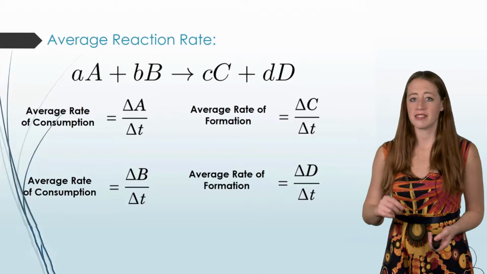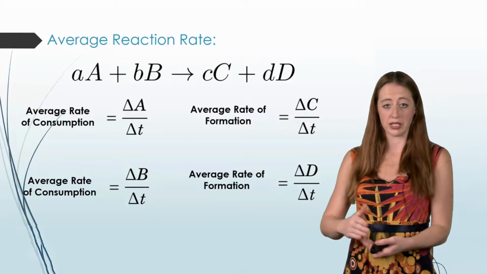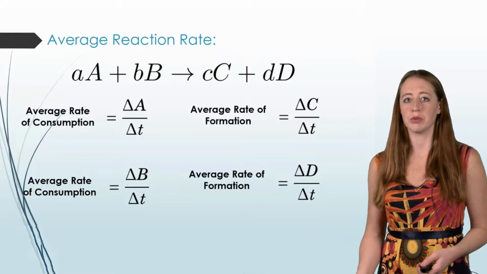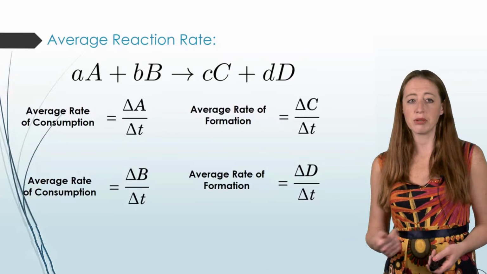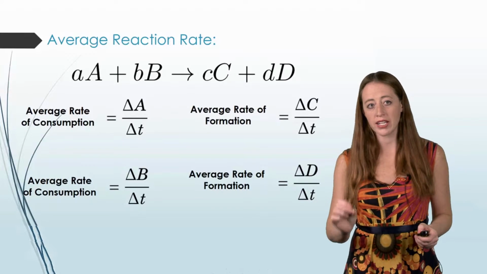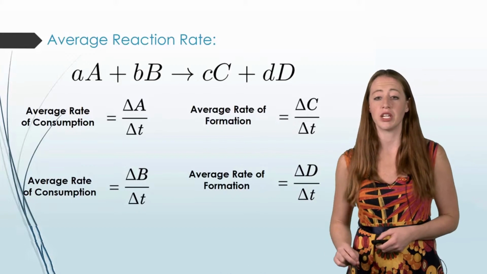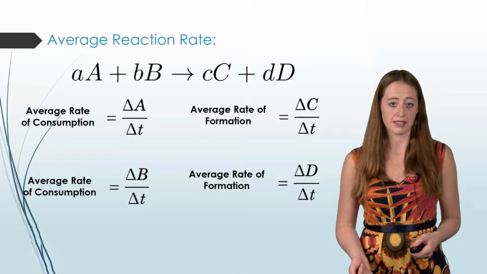The problem with this is that these could all be different. If everything is a 1-to-1-to-1-to-1 ratio, well, they would all be the same. But that's not generally true when we're talking about equations. And so it would be nice if we just had one thing that we could talk about, that if we said the rate of the reaction is this, we would know what we were talking about. And that's what unique reaction rate is.